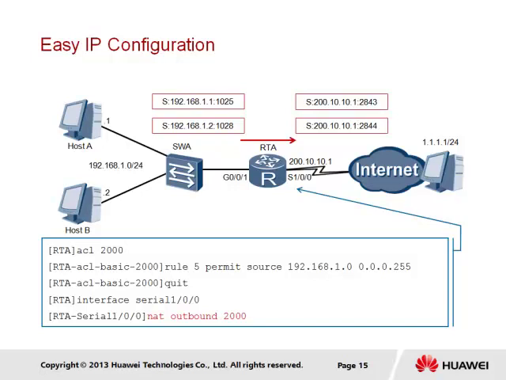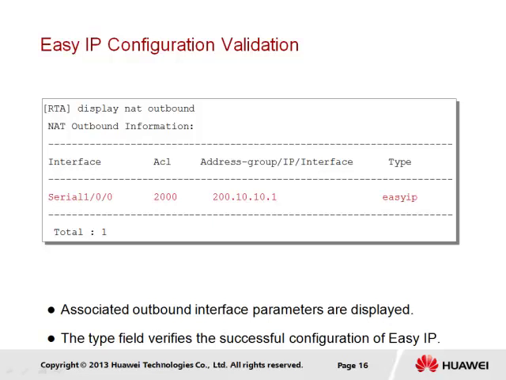Under the interface view of the outbound interface that contains the public IP address that is to be translated, we apply once again the NAT outbound command. However, we only need to specify the access control list that identifies the internal host to which translation is to apply. We again have no requirement to specify an address group. We can again use the display NAT outbound command to determine whether the EasyIP configuration has taken effect. From this output, we are able to determine the outbound interface to which translation is associated, the outbound IP address that is used, and the type of NAT that has been applied in this instance, which of course is EasyIP.